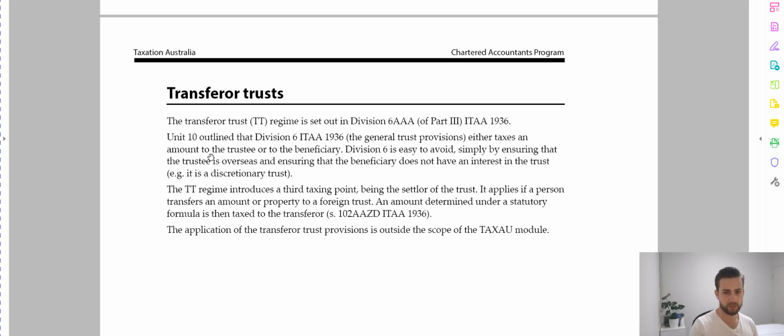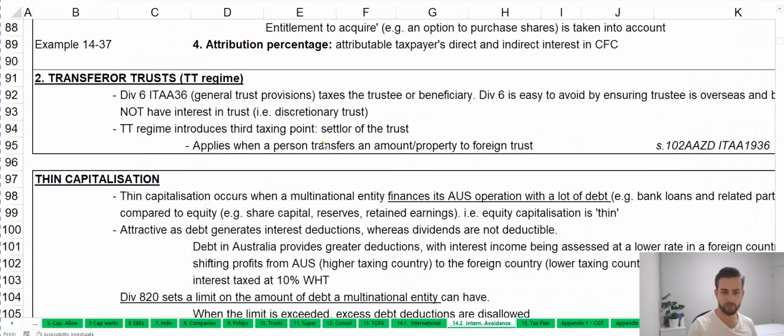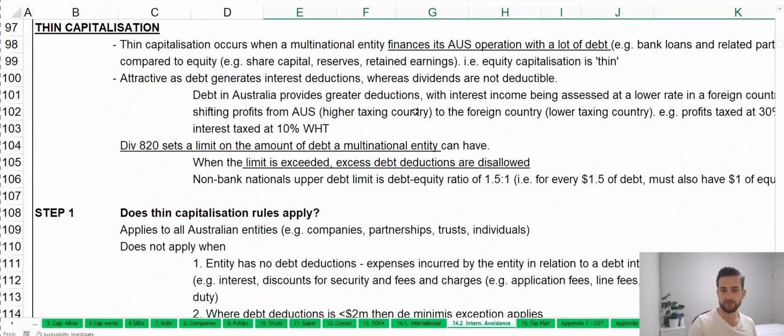And the CSG basically says, look, it's easy to avoid by basically saying that if the trustee is overseas, and just to ensure the beneficiary doesn't have an interest in the trust. That's basically all you need to know. You're not going to get assessed on it. So let's just move on to the next one. So thin cap. Thin cap's pretty important.